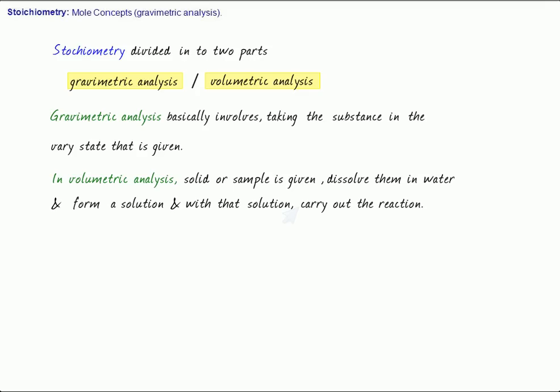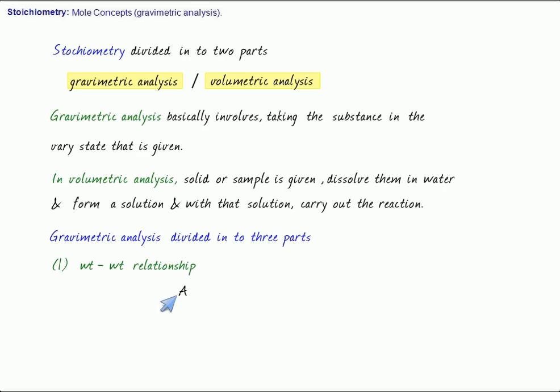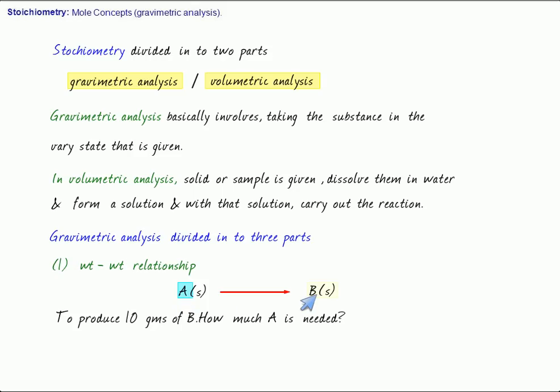Now gravimetric analysis is again divided into three parts. One is called weight-weight relationship, one is weight-volume, and one is volume-volume. It basically means that suppose I have a reaction, A gives you B. If both the substances are solid, then they may ask you to produce 10 grams of B. How much A do I need? How much means the amount. The amount can be in grams, in volume, whatever. But if A is a solid, then we calculate the amount in either mole or gram. That means B is also in weight, A is also in weight. We call it a weight-weight relationship.